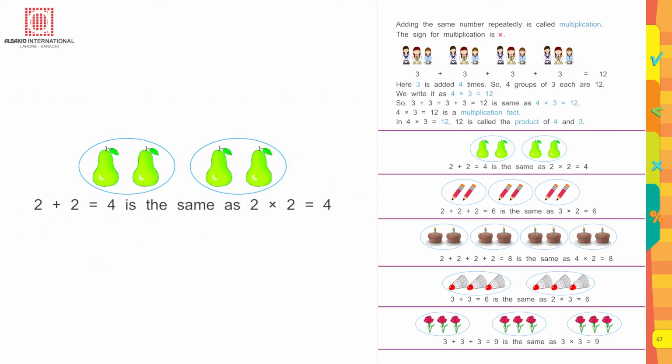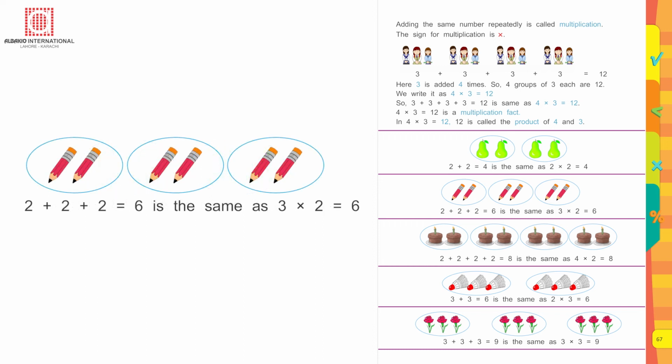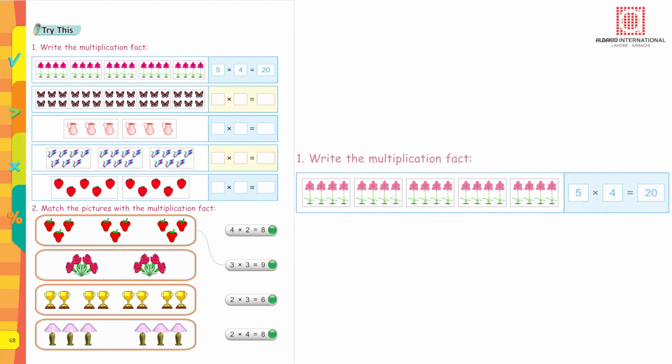2 plus 2 is equal to 4 is the same as 2 multiplied by 2 is equal to 4. 2 plus 2 plus 2 is equal to 6 is the same as 3 multiplied by 2 is equal to 6. How many boxes are here? Yes, there are 5 boxes. And how many flowers are there in each box? Yes, 4 each. So we write it as 5 multiplied by 4 is equal to 20.